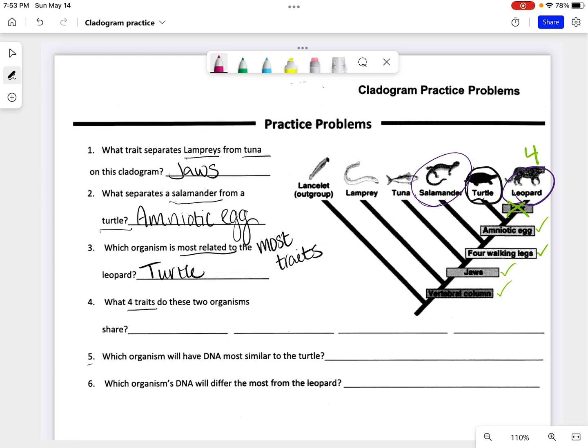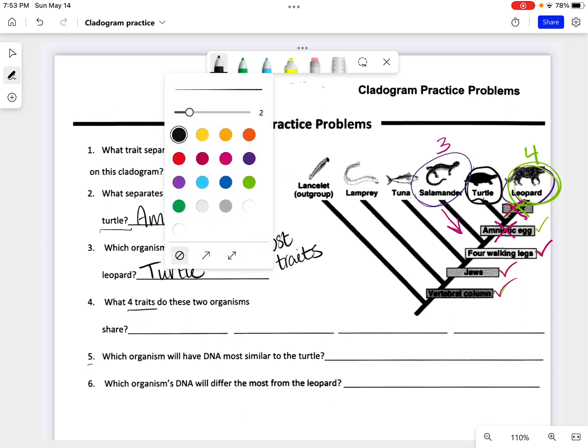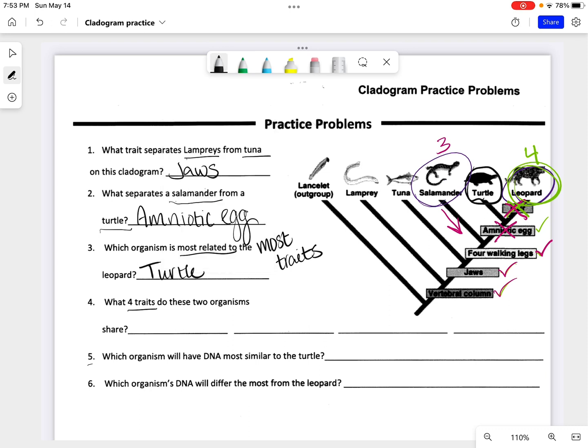Okay, let's turn our attention to the salamander. Follow it back down, it's branched down to the main line. It does not share hair. It does not share the amniotic egg. They both do have 4 walking legs. They both have jaws, and they have a vertebral column. So the salamander and turtle share 3 traits. So after we figure out how many traits they share, it's clear that the leopard is going to have the DNA that's most similar to the turtle.